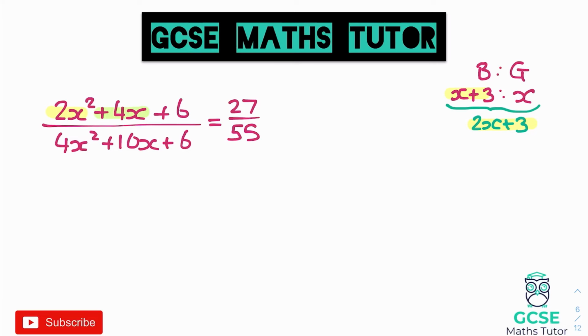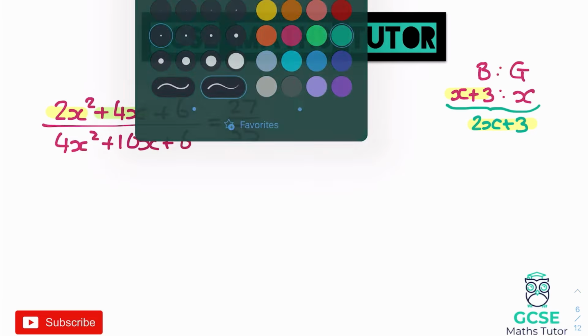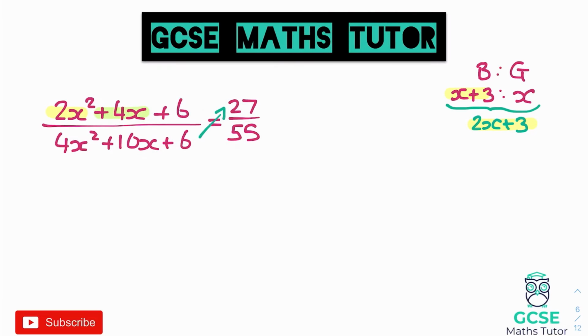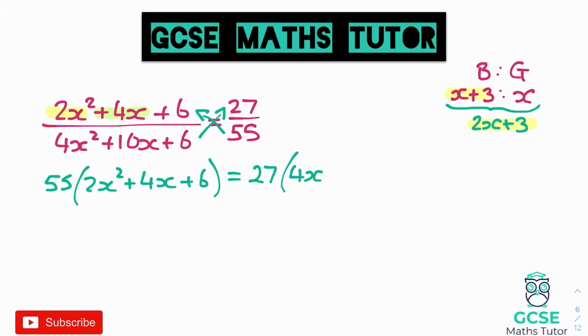Okay, so we're going to cross multiply. Now that's not going to be too bad. We have got some big numbers involved here though, so let's go through that process. So the 55 is going up to the 2x squared. So we're going to have 55 lots of 2x squared plus 4x plus 6, and that's going to equal 27 lots of the 4x squared plus 10x plus 6.